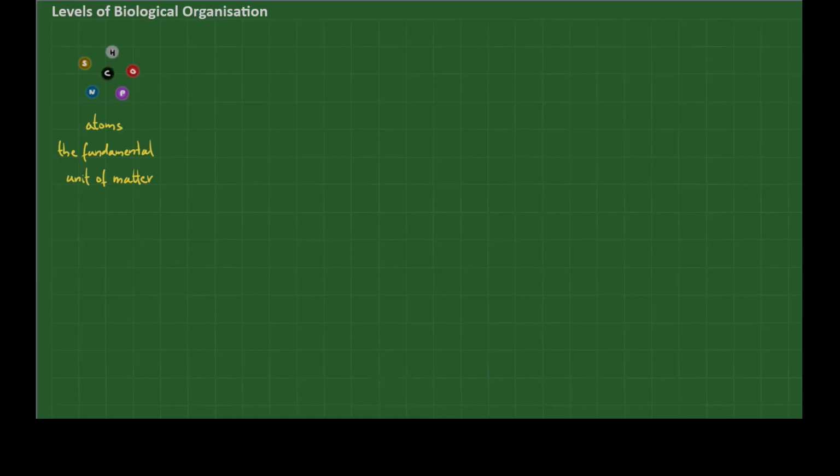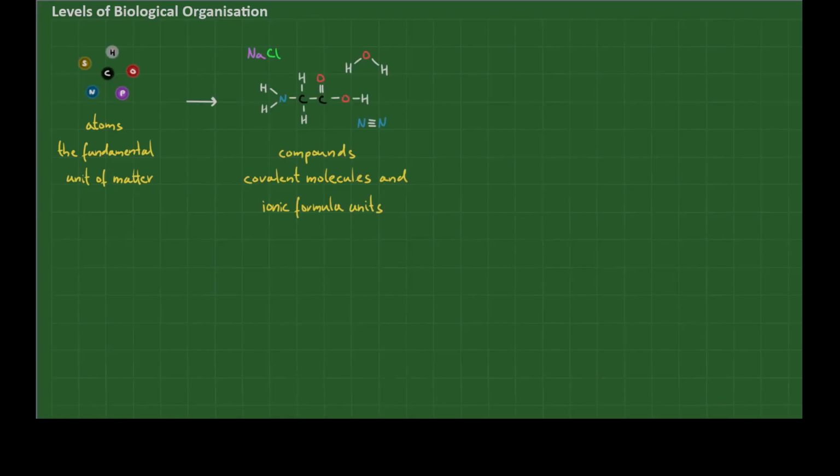The 6 most prominent elements needed for life are the CHNOPS elements: carbon, hydrogen, nitrogen, oxygen, phosphorus, and sulfur. This is not to say that others, such as sodium, potassium, calcium, iron, and iodine, are not important. They are just less abundant. Atoms will combine to give ionic and covalent compounds. Ionic compounds can be referred to as formula units, while covalent compounds are known as molecules.